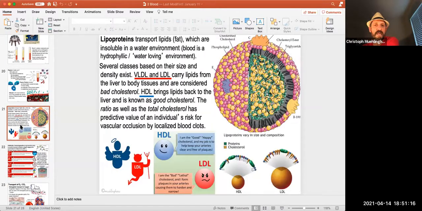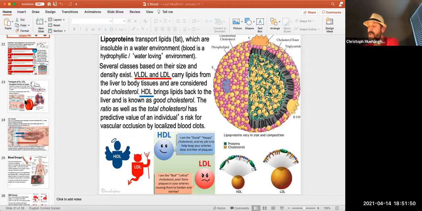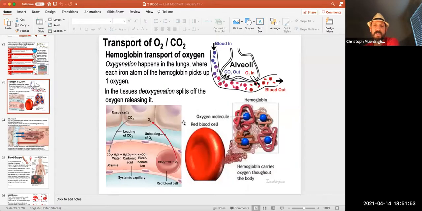I want to make sure you understand that the LDL is the lipoprotein that carries lipids from the liver to the body tissues. We know that as bad cholesterol, and the HDL is the angel because it carries the lipids back from the body back to the liver. And we call that good cholesterol because it helps take away the lipids that we don't necessarily want to have excessively, or the ones we don't want. It brings it back to the liver, and the liver can process it. So that's good. We need to know that the hemoglobin in the red blood cell is what carries the oxygen molecule.